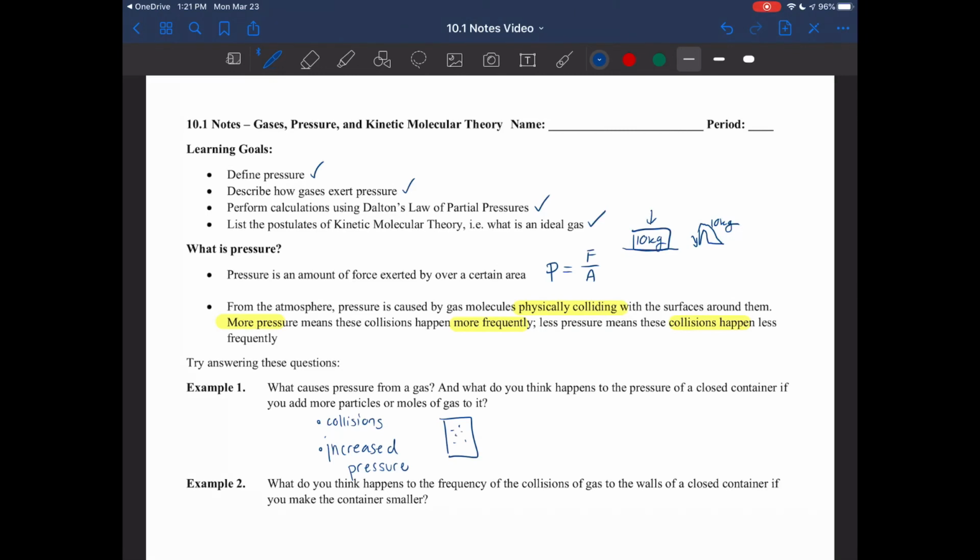So pressure increases if you have more gas. So for example, if you have a balloon, how do you increase the balloon's pressure? You just blow up the balloon. You insert air into it, and that increases the pressure. How do you increase tire pressure? You insert more air into the tire.